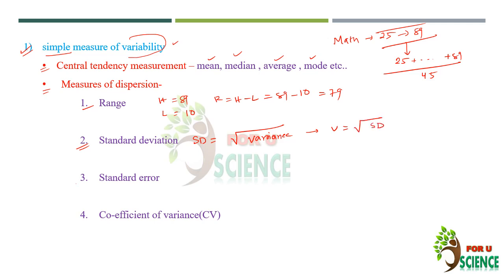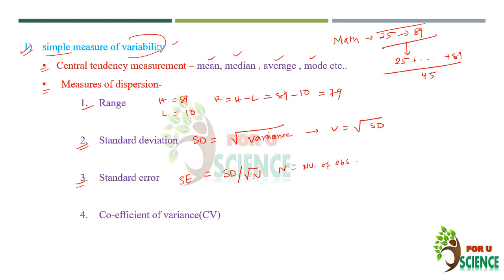In case of the standard error, this is the measure of uncontrolled variation present in the sample. In a sample, there may be some uncontrollable variation, like in field conditions. Some part is more fertile, some part is less fertile, so some uncontrollable error may occur. We calculate the standard error using the formula standard deviation divided by root over n, where n is the number of observations in a sample.